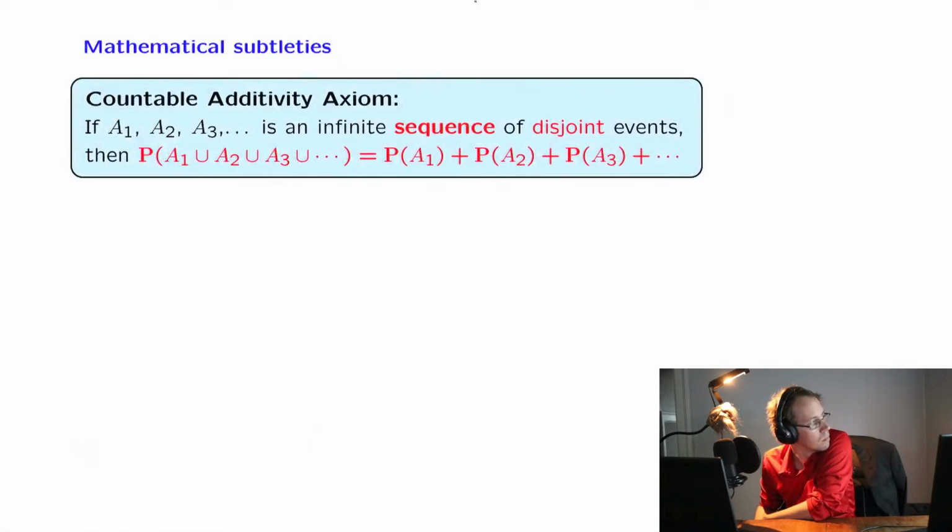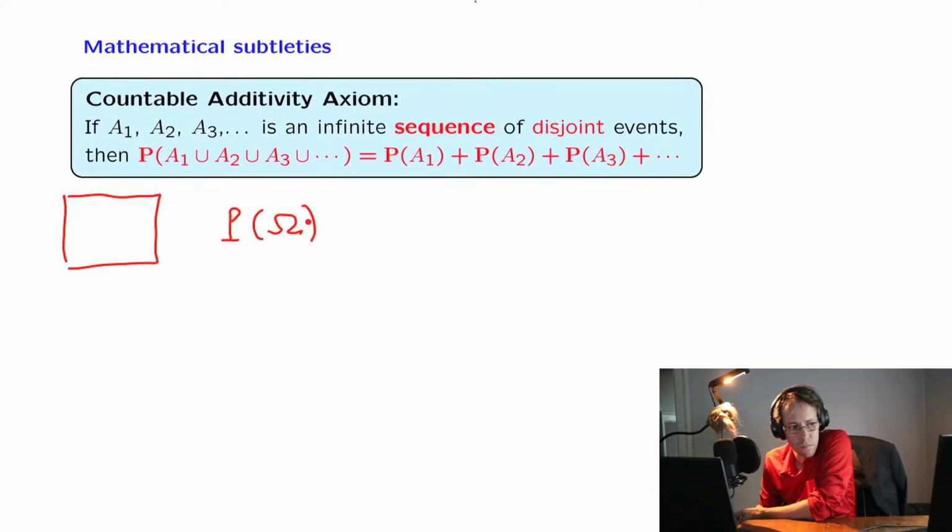To appreciate the issue that arises here, and to see why the word sequence is so important, let us consider the following calculation. Our sample space is the unit square, and we consider a model where the probability of a set is its area, as in the examples that we considered earlier. Let us now look at the probability of the overall sample space.